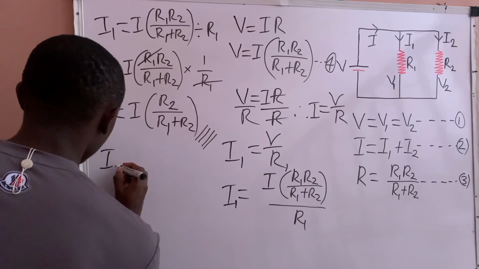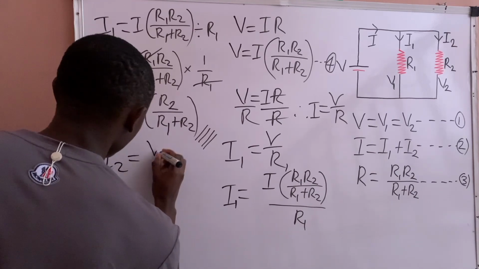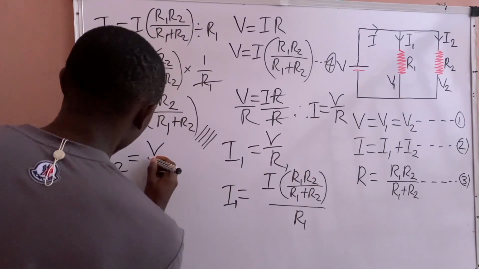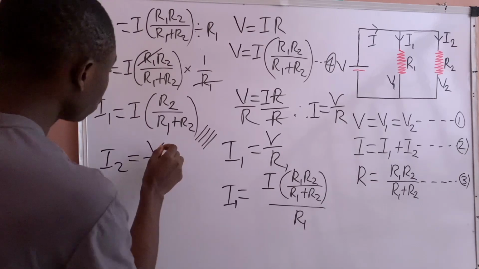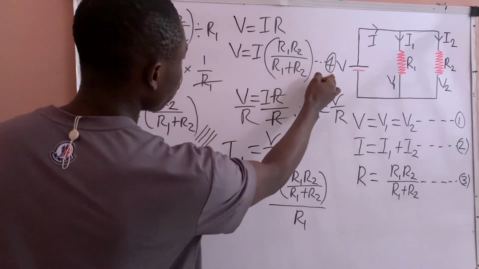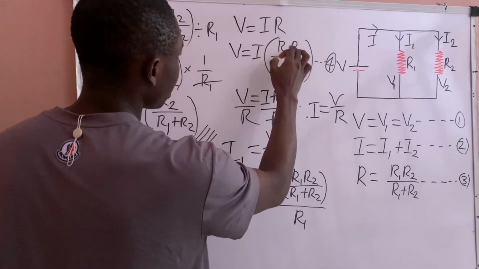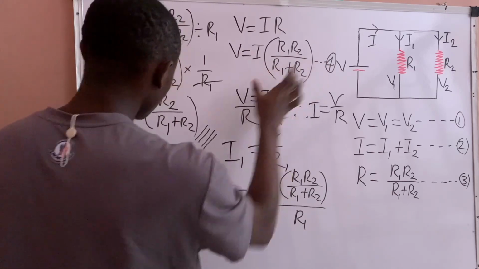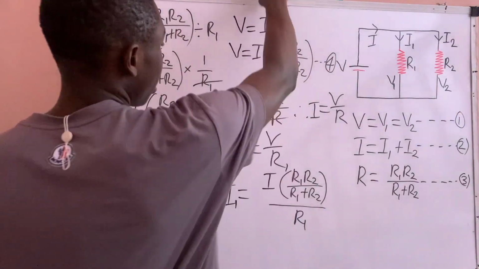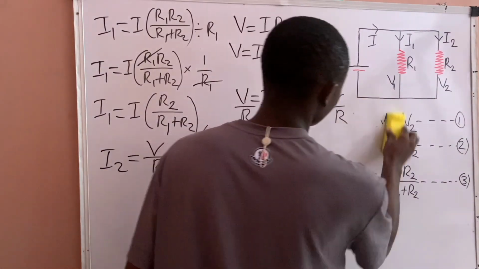I2 now will equal what? V, with respect to Ohm's law, V over what? R2. We will substitute the value of V, which is equation 4. The value of V is I into bracket R1 R2 over R1 plus R2. We will substitute this value now into this. So I can clean here. Let me clean this part.